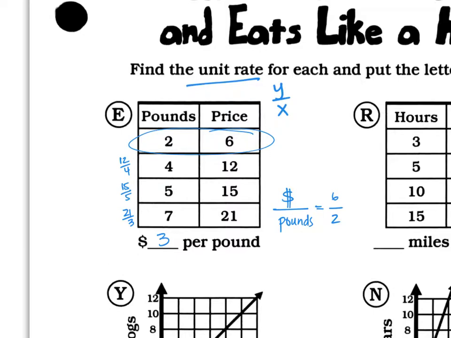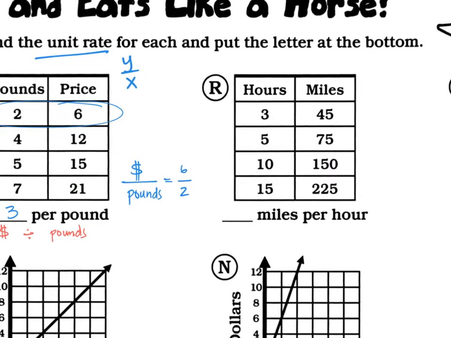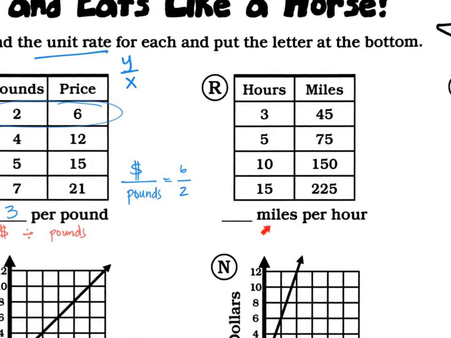Some of them could come out to decimals, so make sure you're dividing it the right way. That's why it's important to look at how this is worded. Dollars per pound means dollars divided by pounds. Let me rewrite it again down here. It means the dollars divided by the pounds. And just to point out on the next one, miles per hour means miles divided by hours, and that'll get you your unit rate.